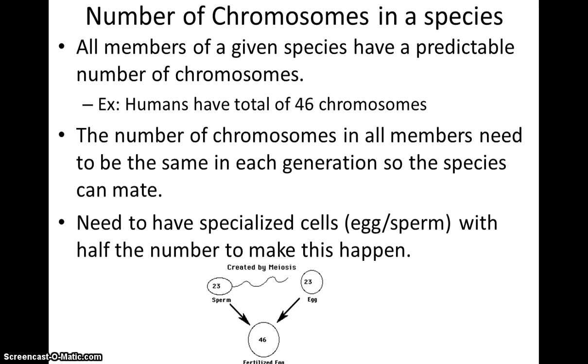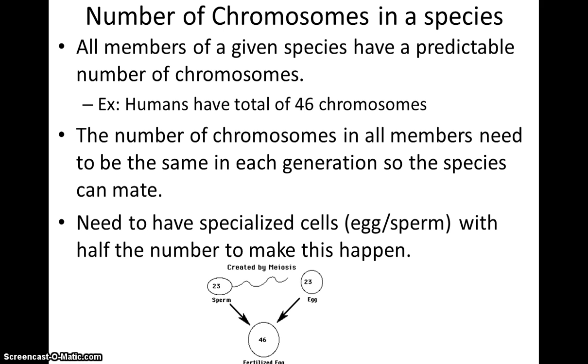Okay, so first we're going to start with a broad reason that our bodies need to do meiosis. When you have an organism like a human, it's going to have a predictable number of chromosomes. Here I've told you all humans have a total of 46 chromosomes. In order for a species to continue and to mate, all members of that species need to have that same number of chromosomes. That's pretty much how species can mate. If they have the same number, they can mate. If they don't, they can't, which is why, kind of funny, a goldfish can't mate with a trout. They don't have the same number of chromosomes.